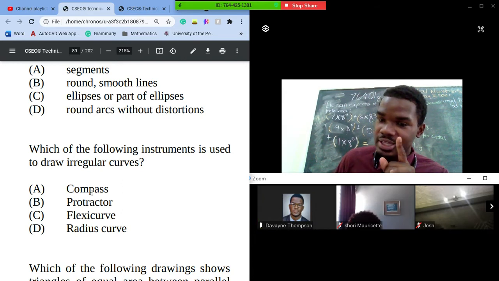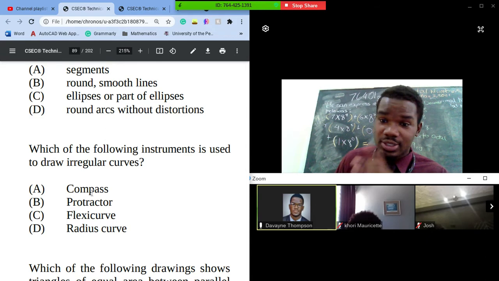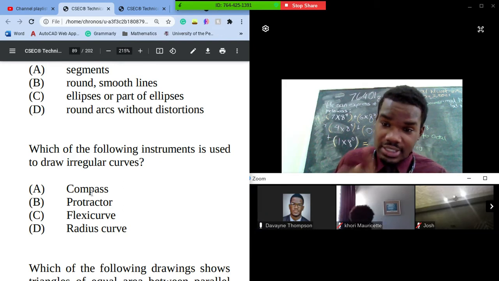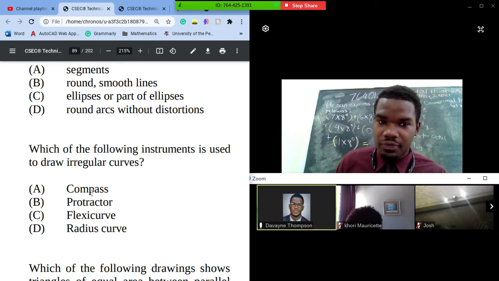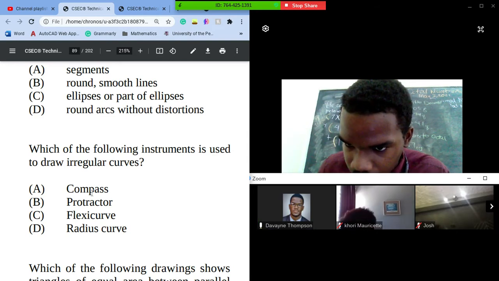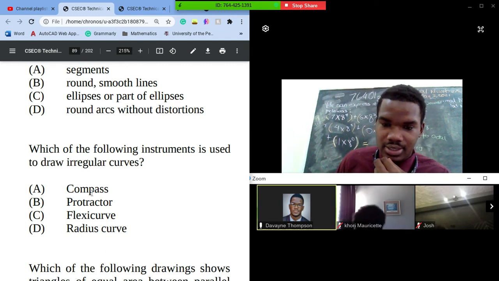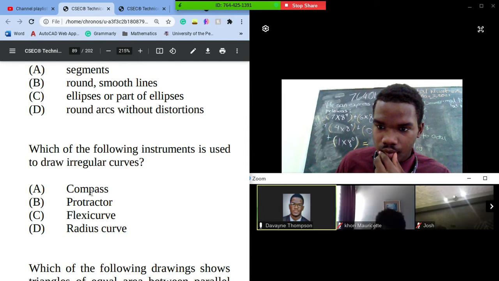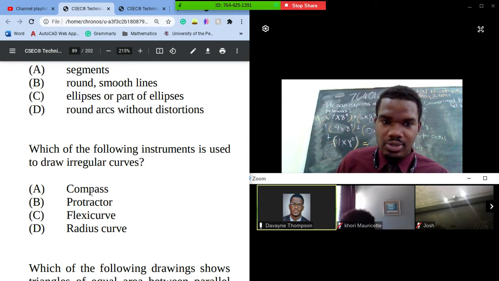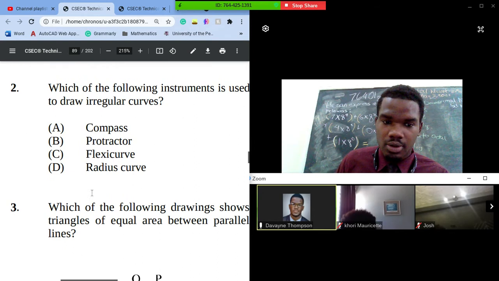Right, so here's the thing. When you did the SBA, I gave you a question that said you should know what a French curve is. You guys remember that? Yes, sir. So a French curve is the same thing as a flexi curve. So which of the following instruments is used to draw irregular curves? It would have been C, a flexi curve. There's another name for the French curve other than the flexi curve. Yeah, they have multiple different aliases. Alright, so that's question 2. We're going to go to question 3 now.